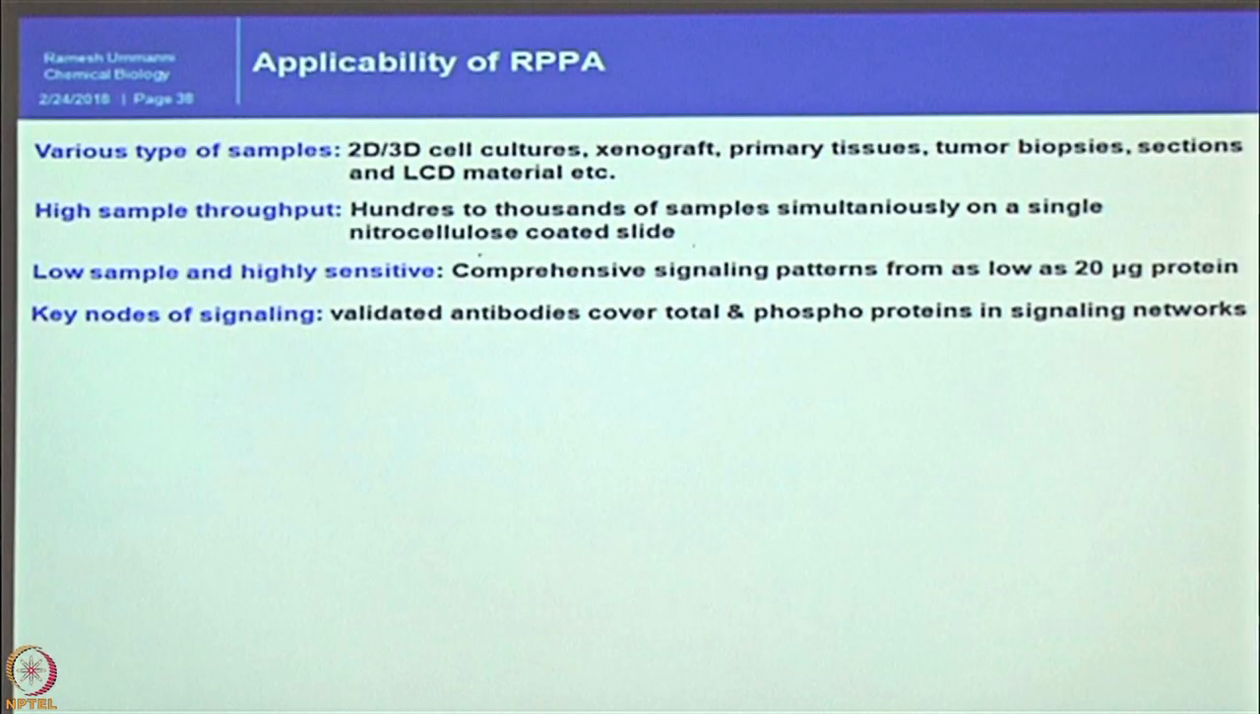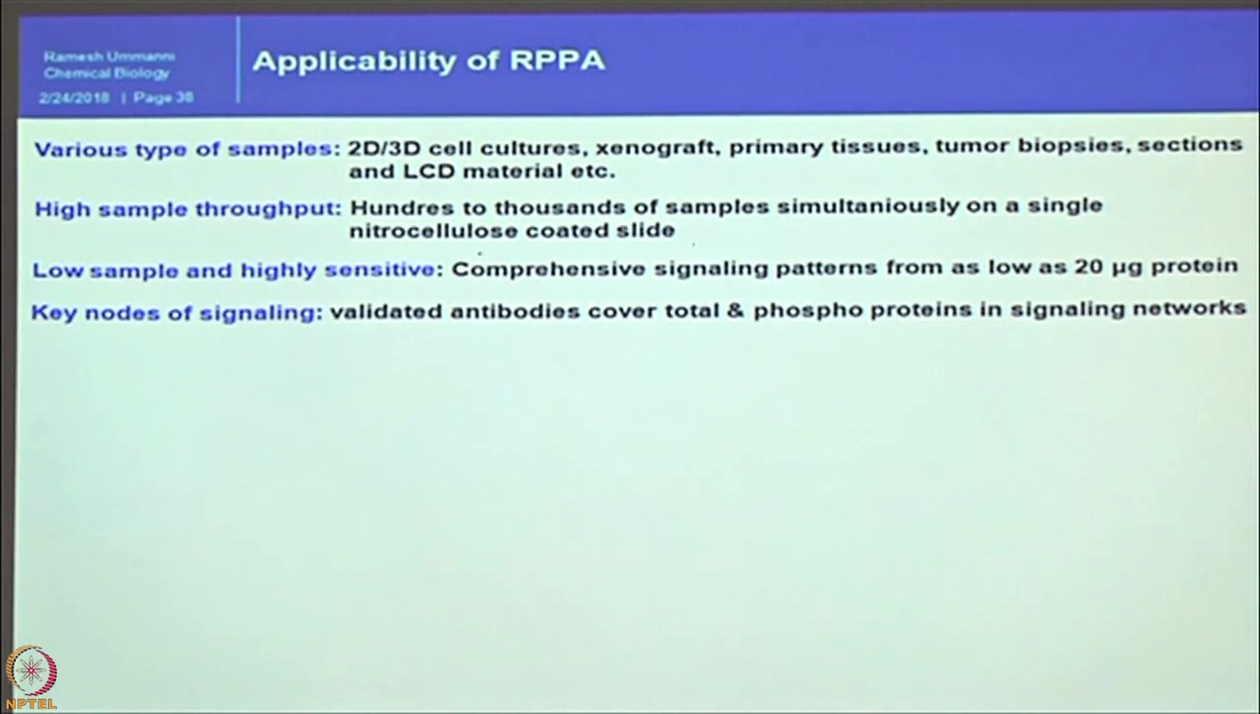So now just imagine that this technique is in your hands. How you imagine applying it to your own area of research is up to you. To highlight some of them, what kind of samples can be analyzed? 2D or 3D cell cultures, xenograft, primary tissues, tumor biopsies, tissue sections, LCM, laser capture microdissection materials. It's definitely high throughput. It is low sample, a comprehensive signaling pattern from as low as 20 microgram protein, which is not even sufficient to have one protein and one housekeeping gene on the Western blot approach.